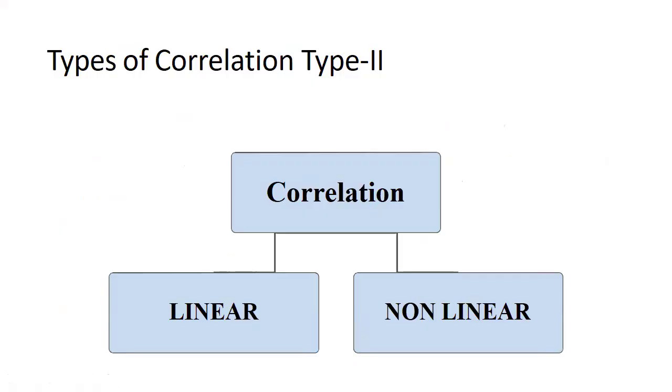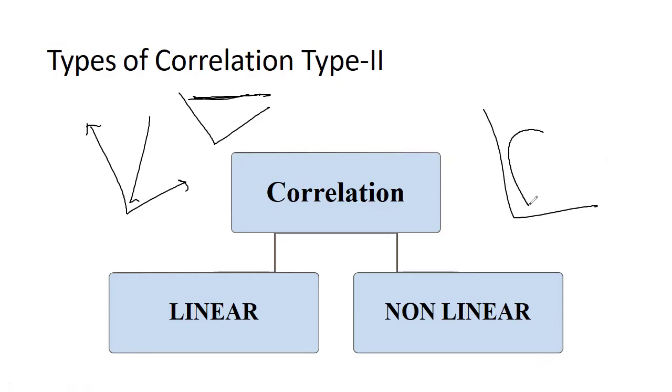Third, the correlation types: correlation may be linear and correlation may be non-linear. What does it mean, linear and non-linear? If we see the relationship between the two variables like this, it is linear. But this is a non-linear relationship. So correlation may be both linear and non-linear.